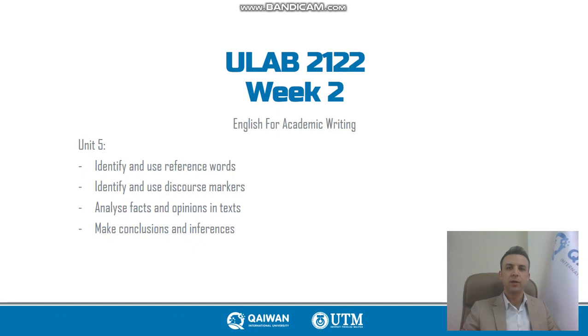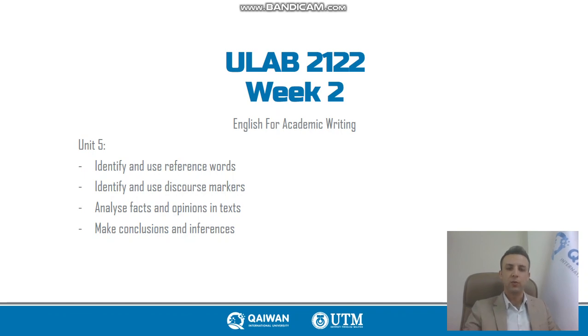In this video we're going to talk about the material to be covered for the second week of ULAB 21-22. We're going to talk about some parts of Unit 5 of the book English for Academic Writing. First of all we're going to talk about identifying and using reference words, and we will talk about how to identify and use discourse markers, analyze facts and opinions in text, and finally we will talk about making conclusions and inferences.